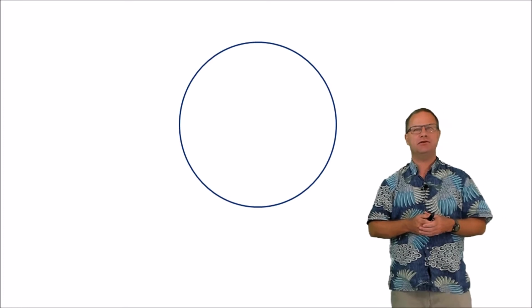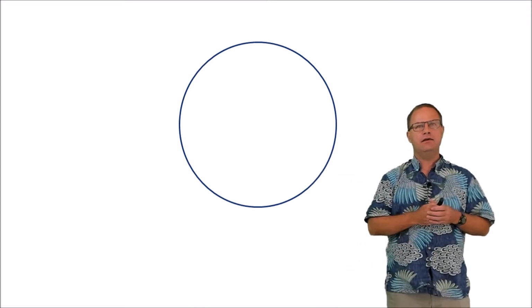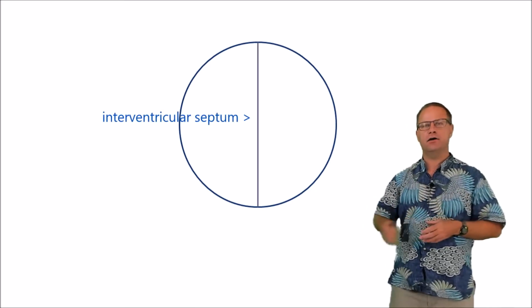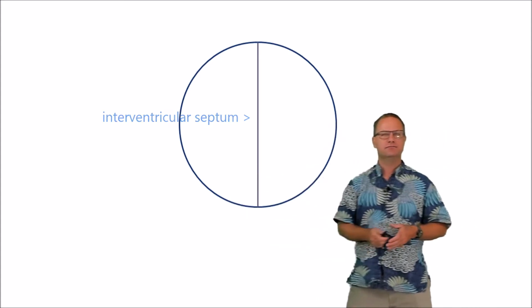Okay, we have a happy circle. This circle is the heart. The heart is not really circular, but this makes it much easier to comprehend the circulation of the heart. Now let's draw a line down the heart. This line is called the intraventricular septum, and it divides the left side of the heart on this side from the right side of the heart on that side.